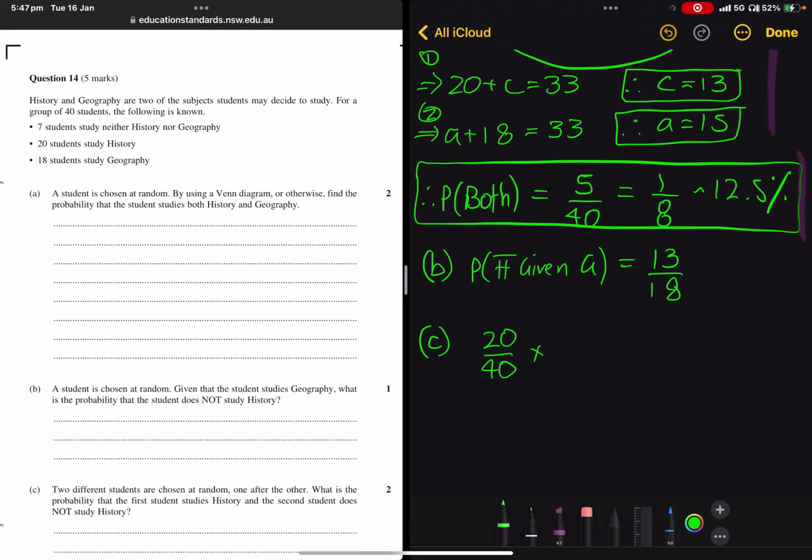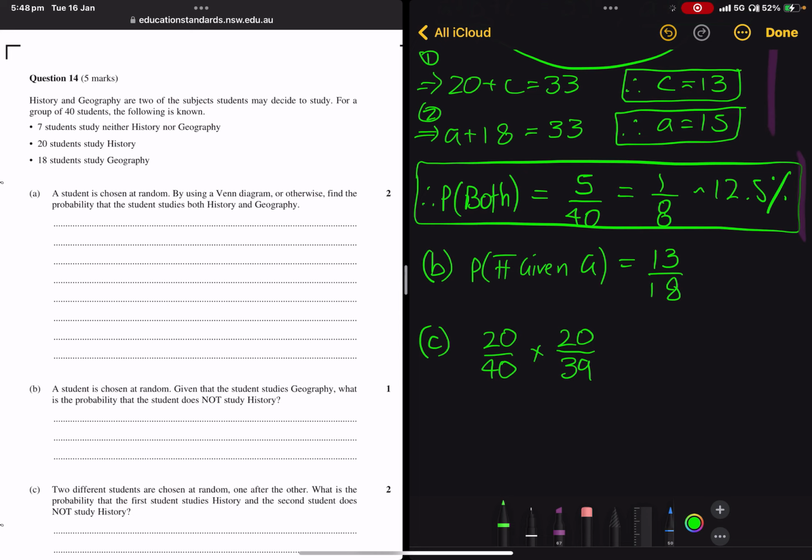Now, if you remove that student from the pool, you've removed a student who studies history. So that means there are now 19 remaining students who study history and 20 who don't. And the probability that the second student does not study history is 20, the total number of remaining students that don't study history, but it's over 39. The first student that was selected, who did study history, has now been removed, so the total population has decreased by 1. So this is a sort of two-stage probabilistic problem.